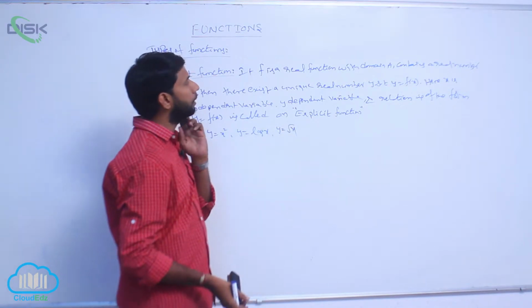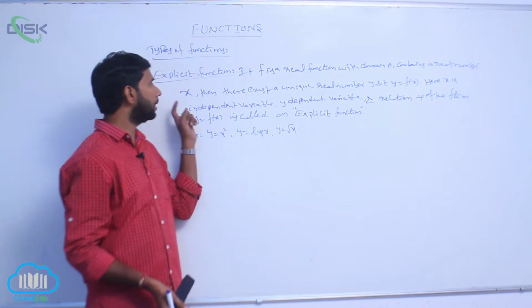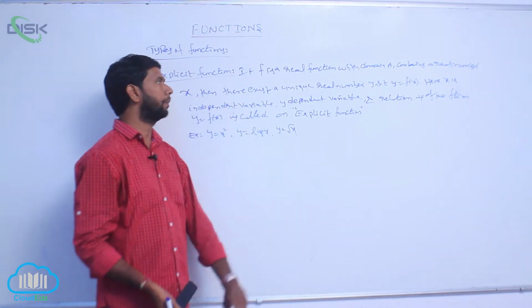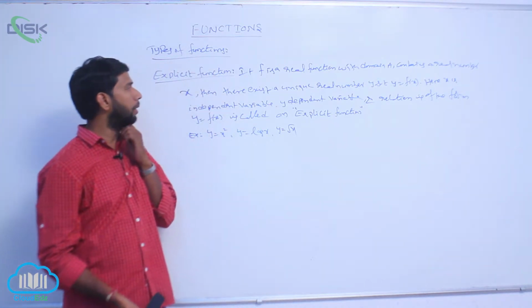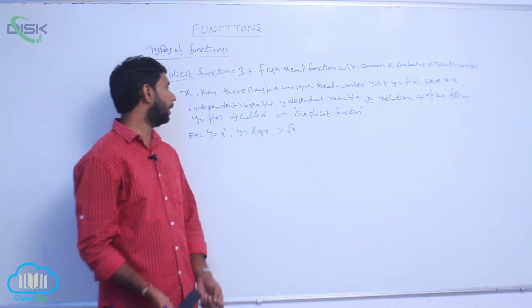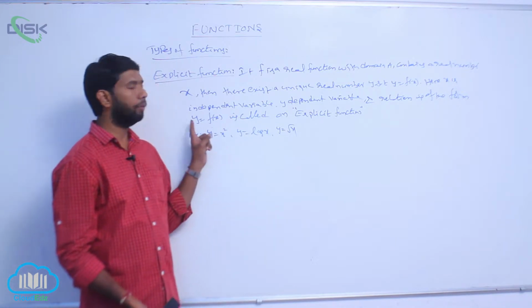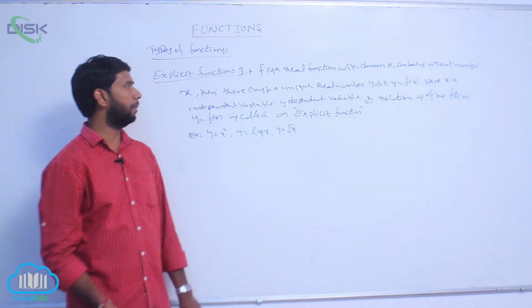If f is a real function with a domain A that contains a real number x, then there exists a unique real number y such that y is equal to f of x. Here x is called the independent variable and y is called the dependent variable, and the relation of the form y is equal to f of x is called an explicit function.